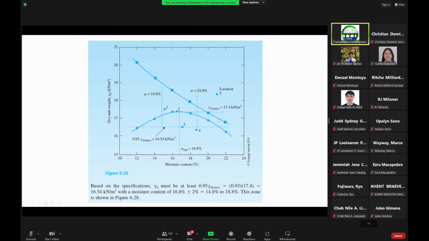Although it is above the required dry unit weight. Okay, so again, it is not enough that you are above the dry unit weight. You must be within the optimum moisture content, and then you must not exceed the zero air void curve. Otherwise, there's some error in your reading. That's how we interpret it.